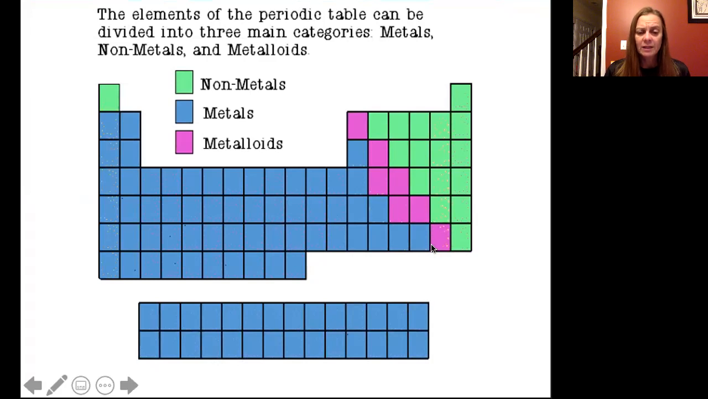And those elements that touch that line are considered metalloids or semi-metals. And that means that they have some characteristics of metals and some characteristics of nonmetals. And depending on the situation, they may behave as one or the other. But it's really important that you remember that metals are on the left of the stair step, nonmetals on the right of the stair step, and metalloids on the stair step.